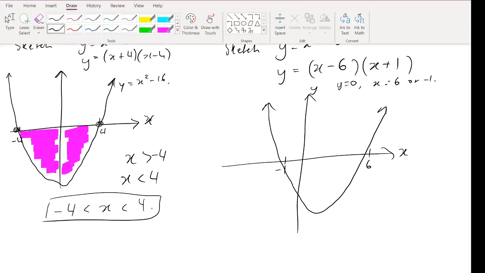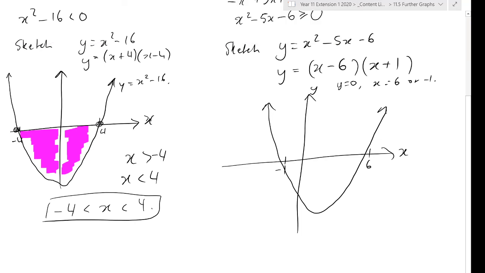A shortcut is to go, okay, if I'm here, do I need to go up or down to hit my function? If I need to go down, that means I'm in a negative. So all of this part between negative 1 and 6 is negative.